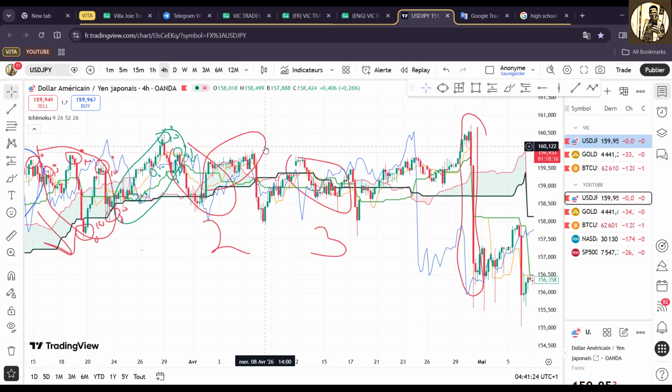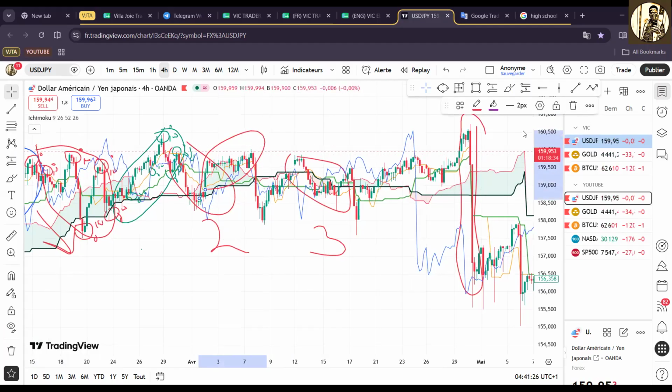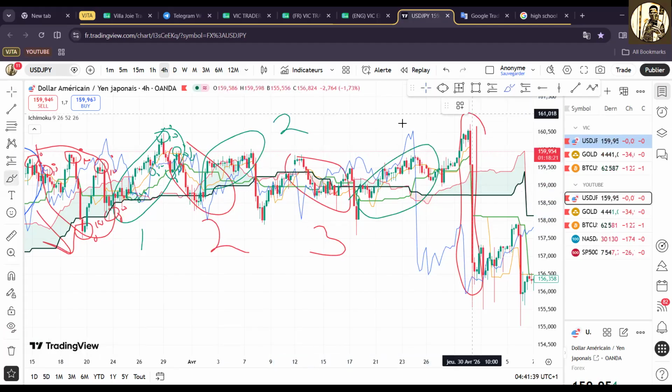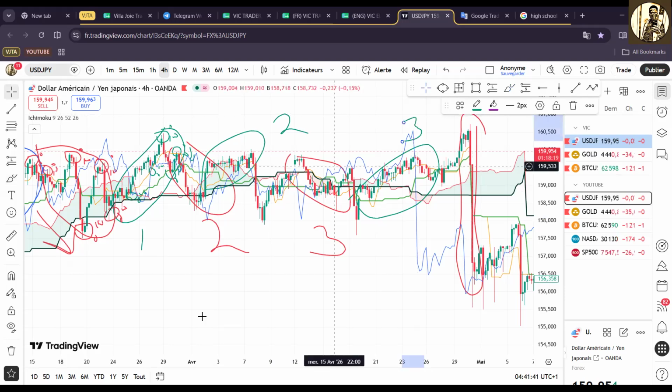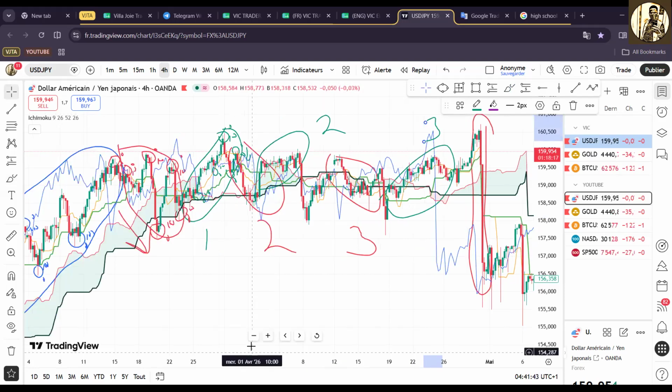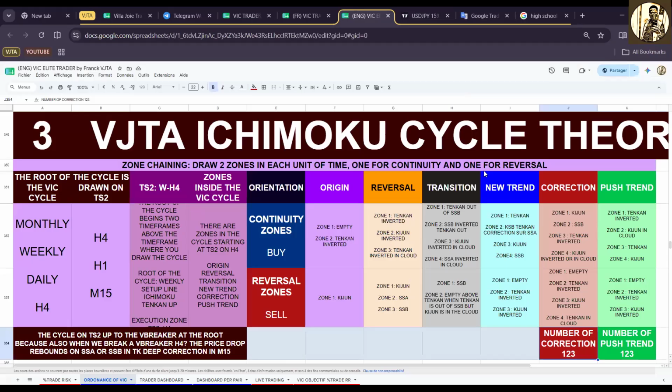And now for push trend to the upside, you can have also this one as number two. Push trend to the upside. One, two. You can also have this one as three, something like that. Okay, one, two, three, and that will be it.